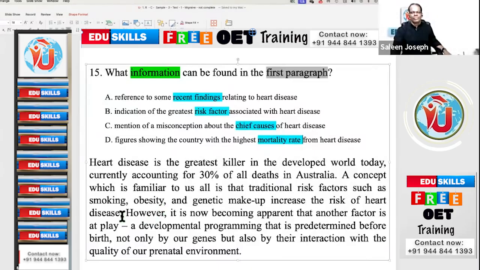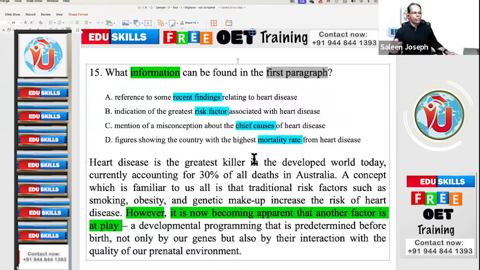Do you find something to be highlighted immediately? However, contrast word. If there is a contrast word, as you skim through, read fast, you have to highlight that contrast word. And the Edu Skills strategy says, if there is a contrast word, you can just ignore what comes before it, and the answer will be definitely after the contrast word. From here, you have to find out if there is some connection with any of these answer options. Are they speaking about recent findings, risk factors, chief causes, mortality rate?